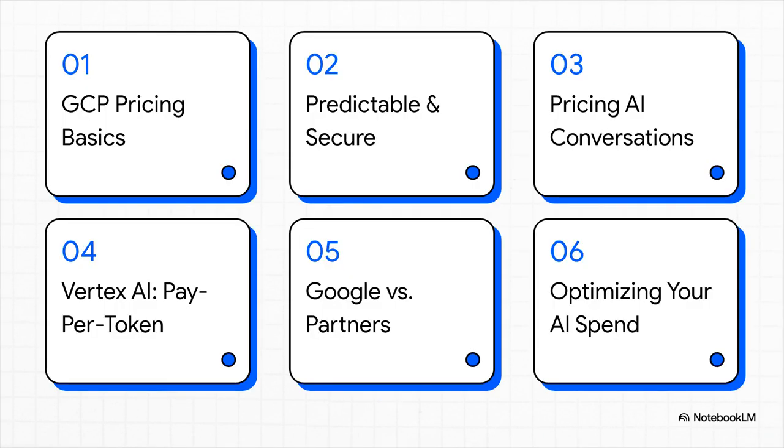So here's our game plan. We'll start with the absolute basics of Google Cloud pricing. Then we'll look at some of the more specialized models for when you need predictable and secure setups. After that, we'll get practical and price out an AI conversation. Then we're diving deep into Vertex AI and the whole pay-per-token model, comparing Google's own models against some partners. And we'll wrap it all up with some real-world tips for optimizing your spend.